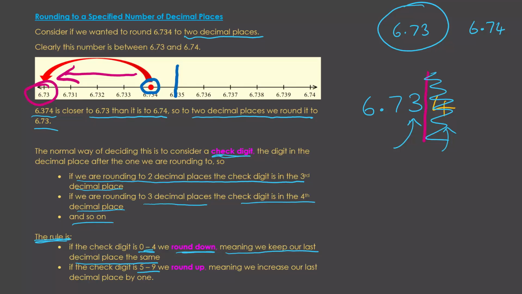But if the check digit is 5 to 9, we round up, meaning we increase our last decimal place. If the check digit was a 5 to 9, then our number would be on this side, or it's exactly halfway. But the convention is that halfway rounds upwards. So what we're saying there is if we had something like 6.736, the check digit being 6 because we're chopping here, that tells us that our number is closer to 6.74, and so we would round up to 6.74.